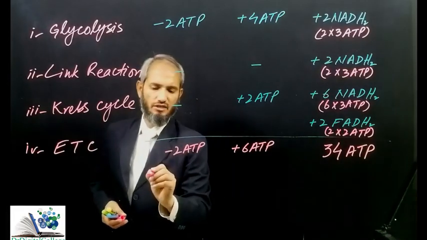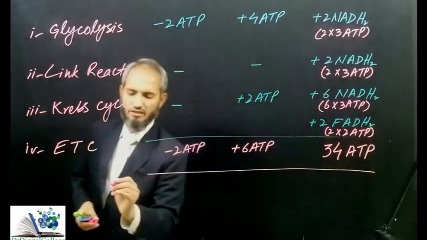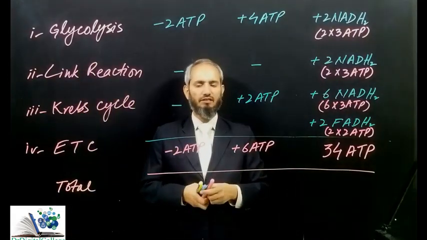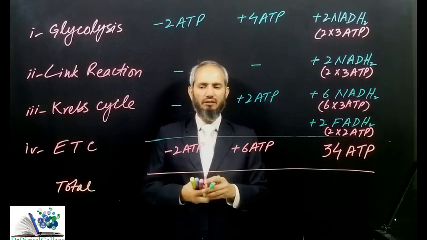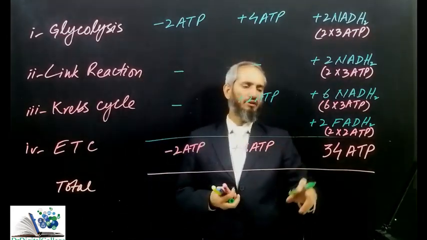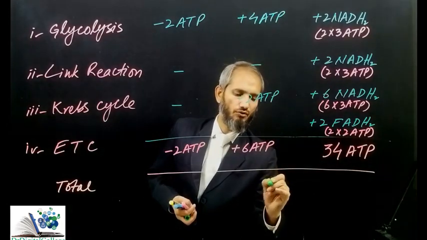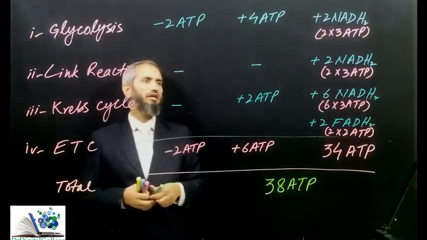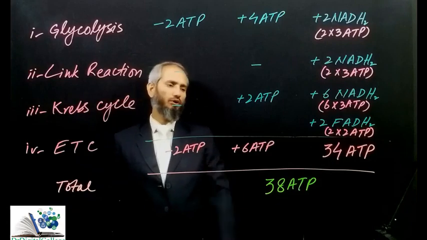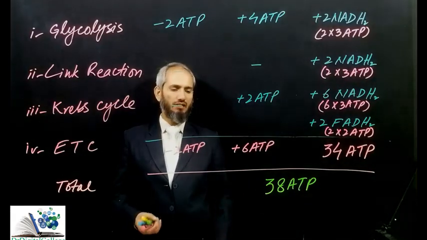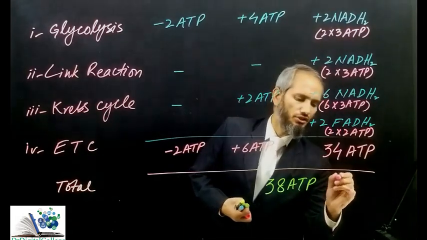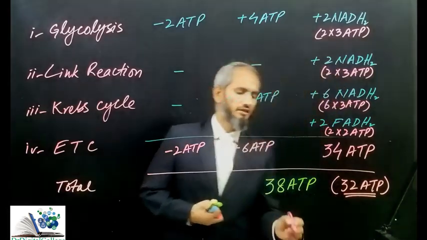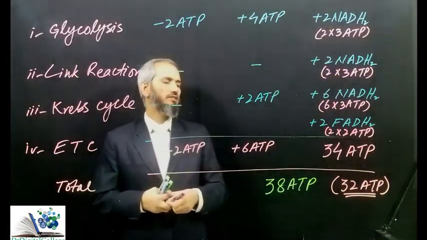So if I write here the sum total, it is 6 minus 2, 4 ATP, plus 34. This is overall 38 ATP. So theoretically we have produced 38 moles of ATP from 1 mole of glucose. But as I said, about 32 moles of ATP are produced in reality. This is the theoretical one and this is the real one.